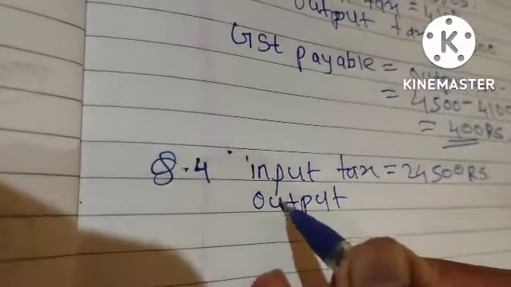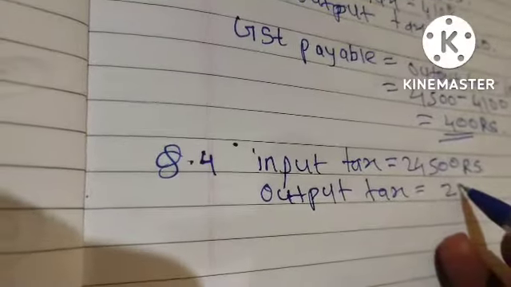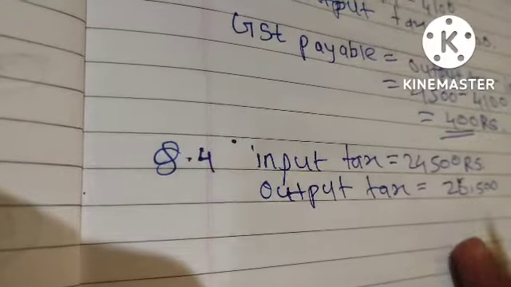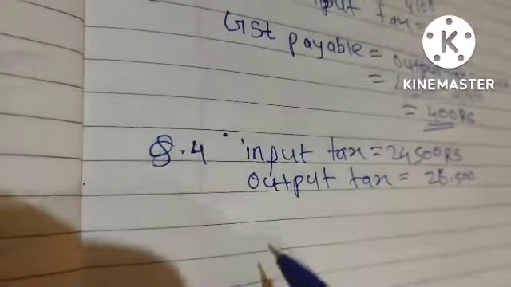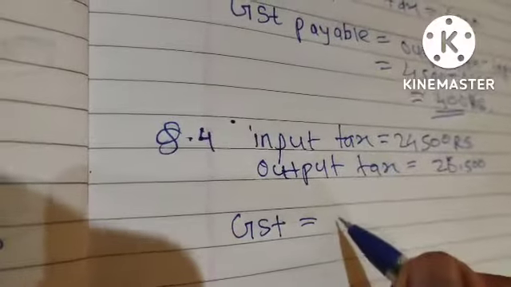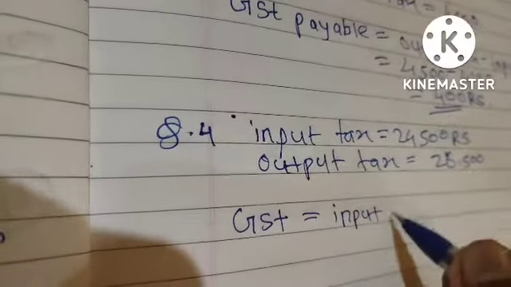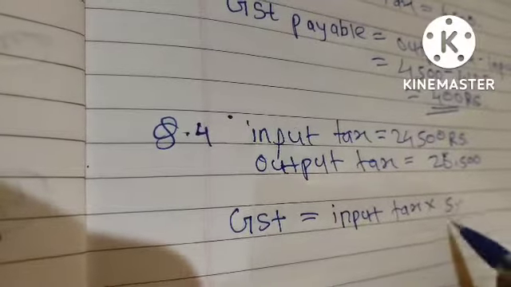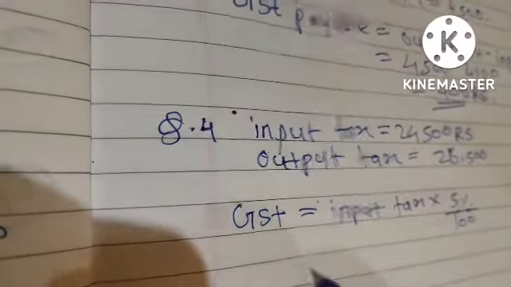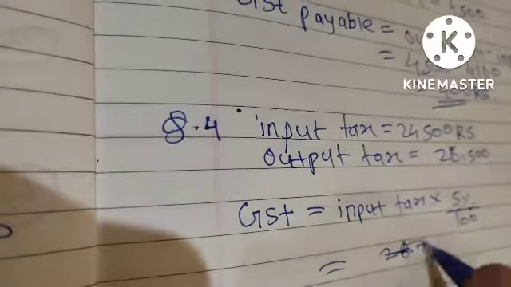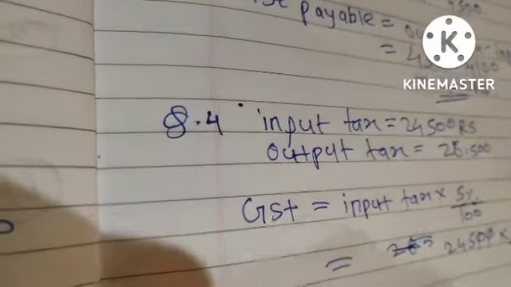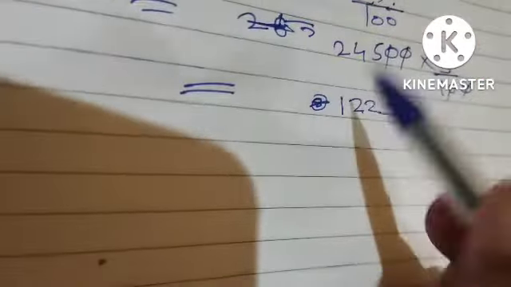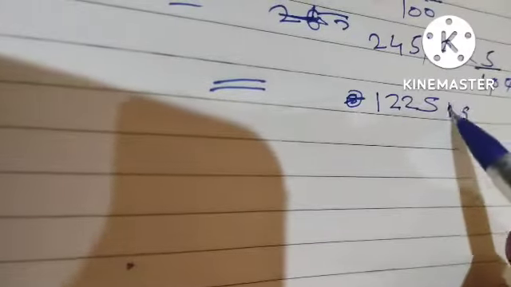Output tax is equal to 26,500 rupees. Let's find GST payable at the rate of 5%. So GST is equal to input tax into 5% upon 100. Input tax is 24,500 rupees into 5 upon 100 is equal to, this is the GST for the input tax at the rate of 5%.